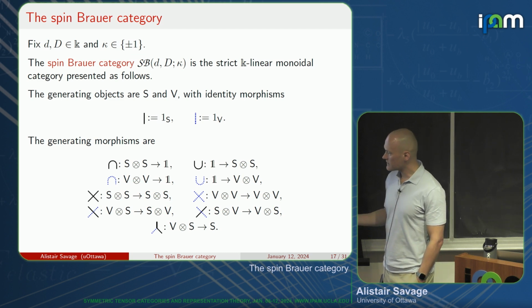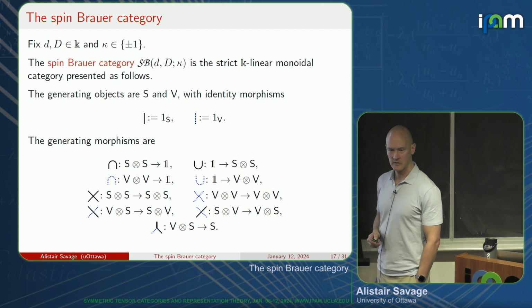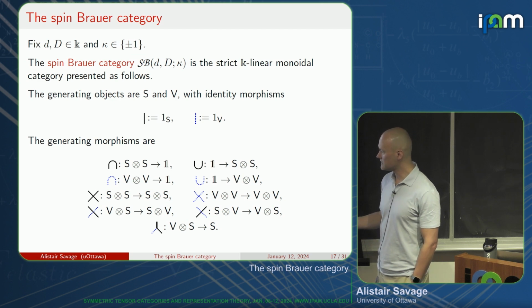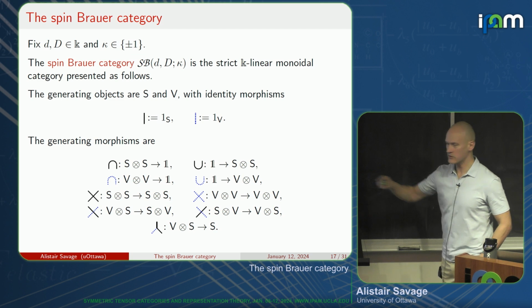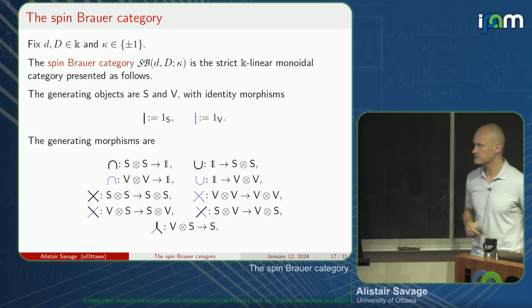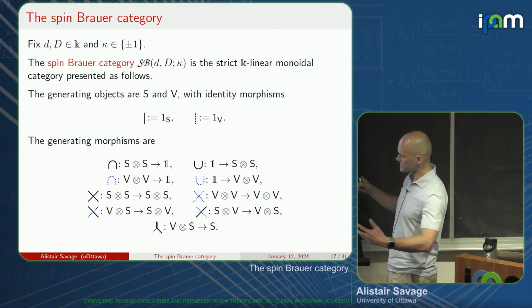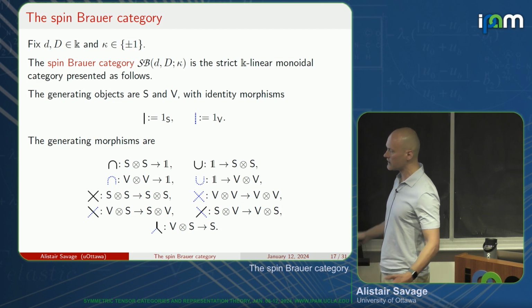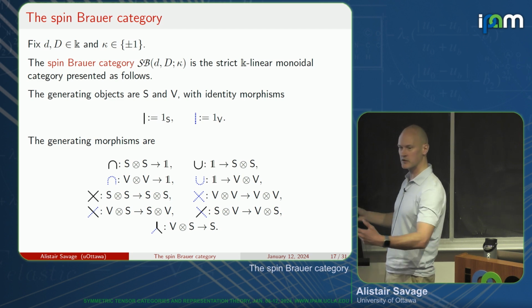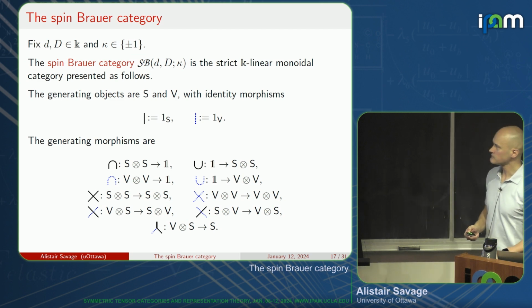And then the way they interact is we have this trivalent vertex. So we have a vertex that goes from V tensor S to S. And that's going to be the only way that these lines interact. So all our pictures are going to be built out of these ones by stacking them on top of each other and putting them beside each other horizontally.